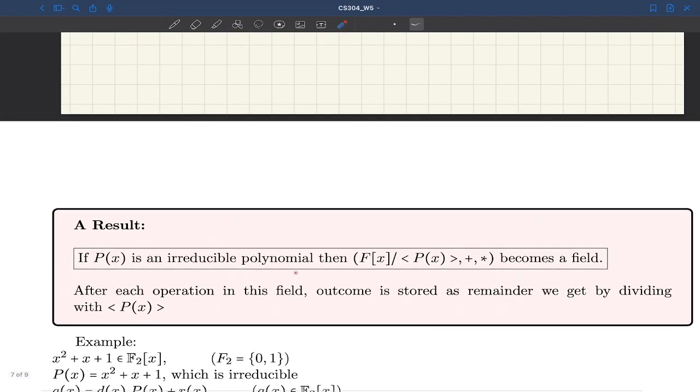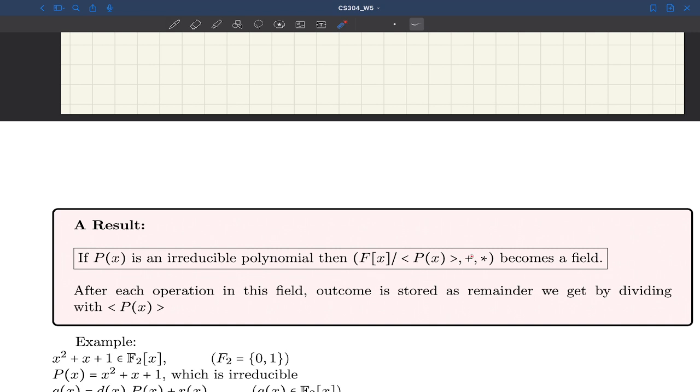Now there is one more important result. I will not prove it, but it is true. It is a known mathematical fact that fx over px is a set of all those polynomials which are remainders that we got by dividing all the polynomials in fx with px. So this is a set basically, and if I combine this set with two operators, plus and star, that will become a field.